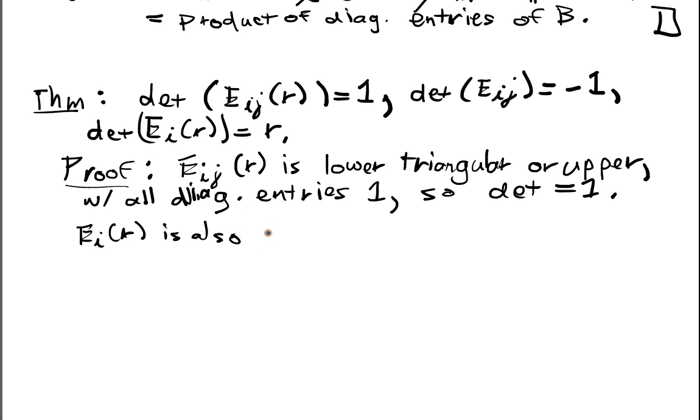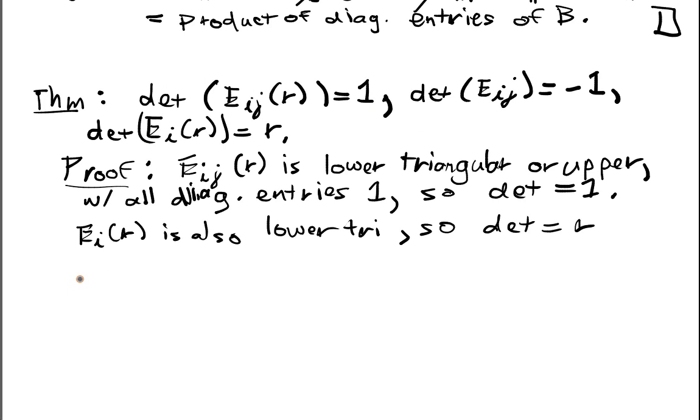It's both lower and upper triangular. So it's just the product of all the entries, and all the entries except for one are 1, with r on the diagonal, and so it's just r times a bunch of 1s, so the determinant is equal to r. So we've proven this one, and we've proven this one. This one's going to take a little more effort.